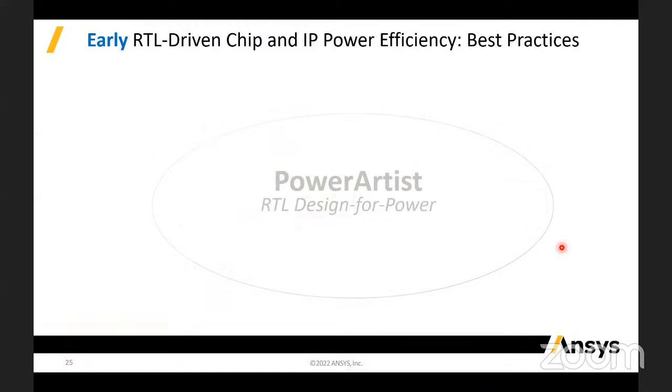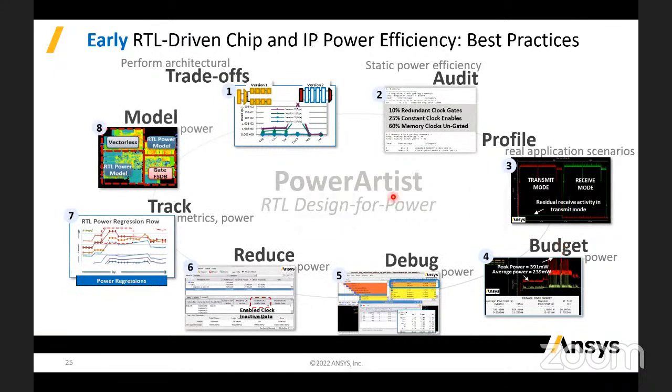In this slide, I want to summarize from a power efficiency point of view, what are the 8 best practices that we see semiconductor designers doing? The first aspect is to do architectural trade-offs to ensure that you can get the best architecture to optimize your power consumption. The second best practice is to audit your design for power efficiency. For example, are there redundant clock gates in your design? Are there constant clock enables in your design? All this can be audited and fixed to optimize the power for your design.